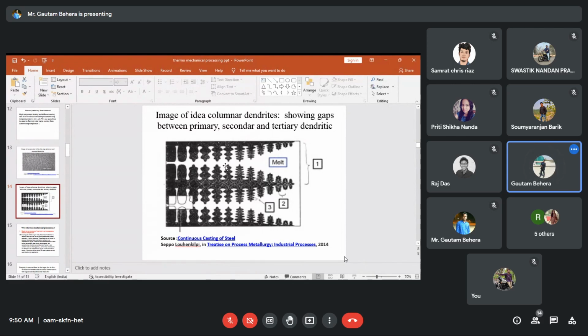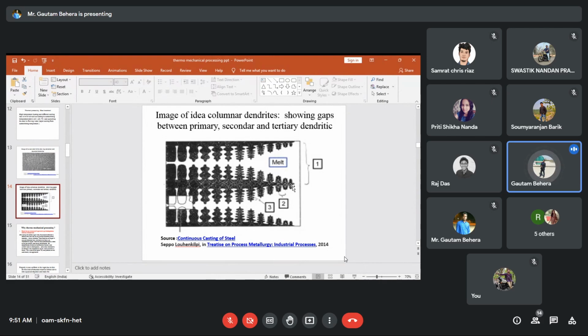What is the space between the dendrites called? Like this is the gap between two primary dendrites, or the space between two secondary dendritic arms, or the space between tertiary dendritic arms. So what is that space called? That is called the interdendritic region. The space between the dendrites is called the interdendritic region.